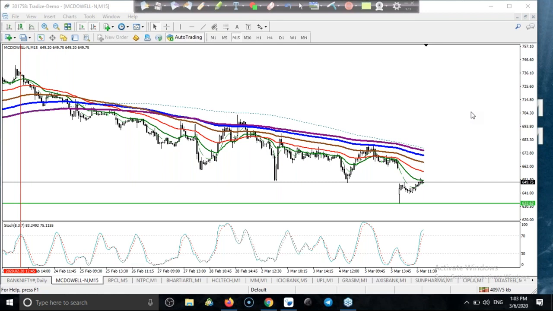So intraday, if you want to scalp trade, I use the 1 minute chart, or otherwise you can use 5 minute or 15 minute. On the 15 minute chart it will be a large SL, but on a small time frame it will be the smallest SL, less SL points will be there.